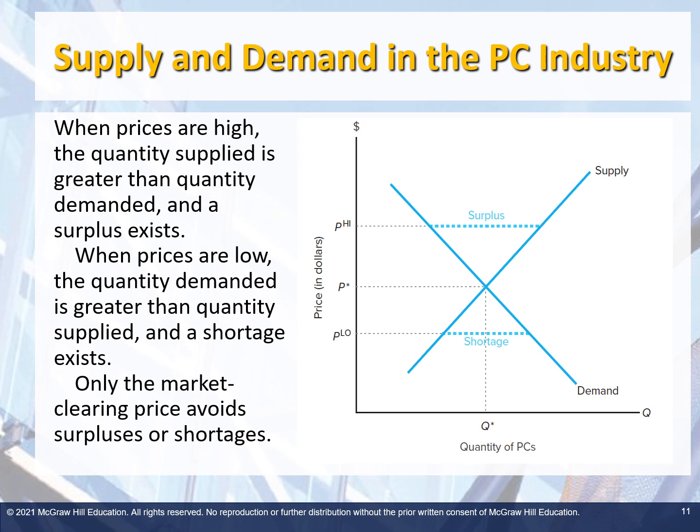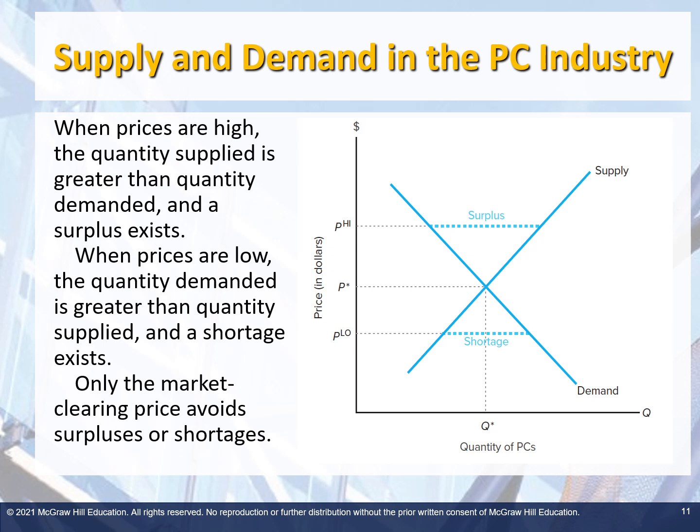When prices are low, the quantity demanded is greater than the quantity supplied, and a shortage exists. Conversely, if the price of PCs is very low, consumers will want to buy more PCs because they're affordable. However, manufacturers might not be willing to produce as many at these low prices, and that could lead to a shortage. This shortage means that there are not enough PCs to meet consumer demand. Only the market clearing price avoids surpluses and shortages.